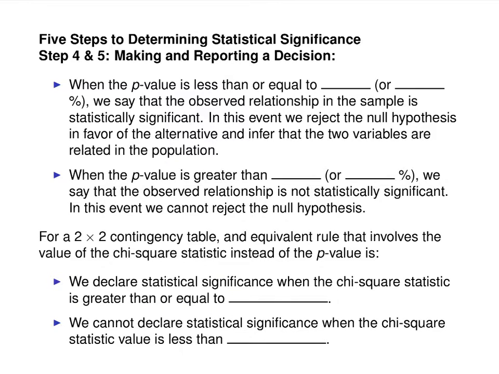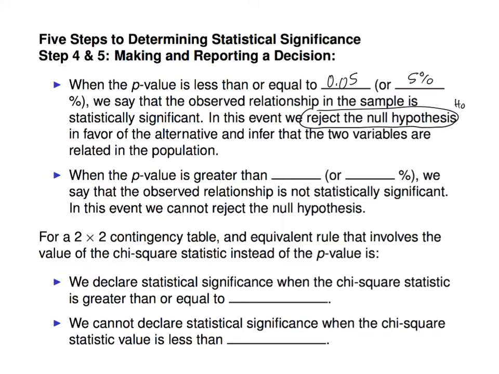So the steps for determining significance, steps 4 and 5, are making a reporting decision. When the p-value is less than or equal to 0.05, or 5%, which is the standard threshold used in lots of statistical studies done in science, you say, okay, if my p-value is less than 0.05, there's less than a 5% chance that this relationship would actually have occurred in the population. And in that case, when your p is that small, you can reject the null hypothesis. What that means is you can say, okay, it's pretty clear that H naught is not true.